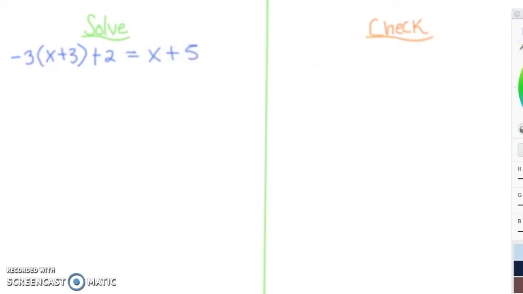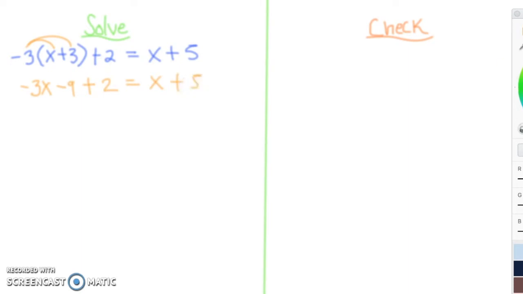Okay, so the first thing we would want to do is to multiply what's outside of our parentheses to everything that's inside. So that will leave me with -3x. -3 times +3 will give me -9, plus 2. I'm just rewriting everything else down, x + 5.